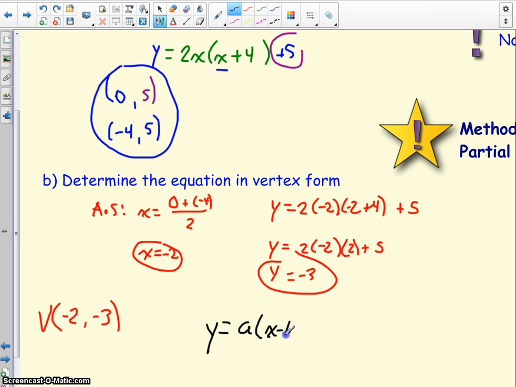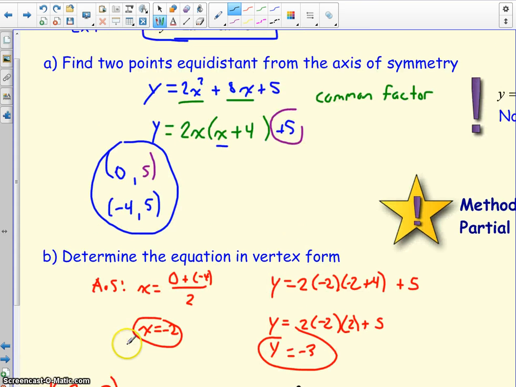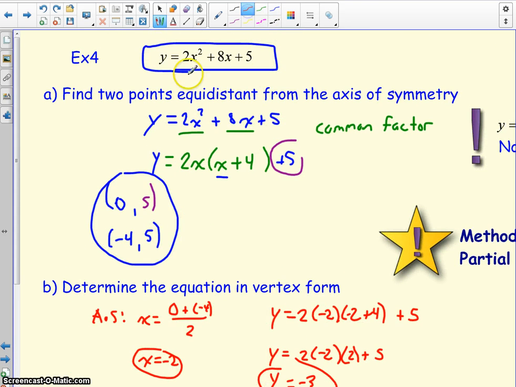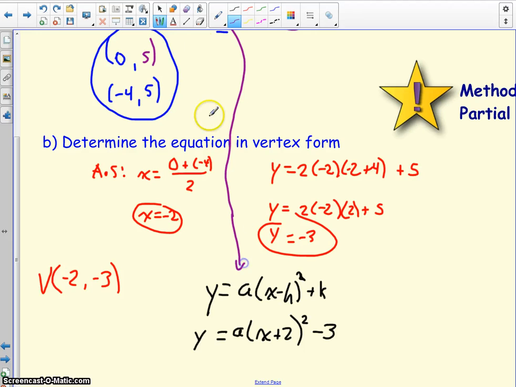Start with my general form here. Sorry, that's a squared plus k. I have h and k. So that's x plus 2 all squared minus 3. And again, for my a value, remember it's the same a value from standard form. So in standard form, my a value was 2. My a value in vertex form will also be 2. So I'll make that little substitution in here, and then I'll be done.